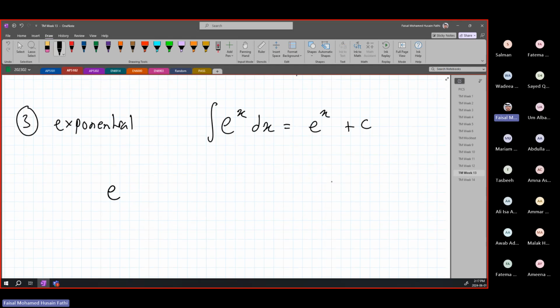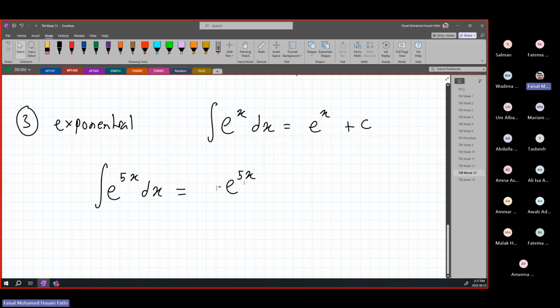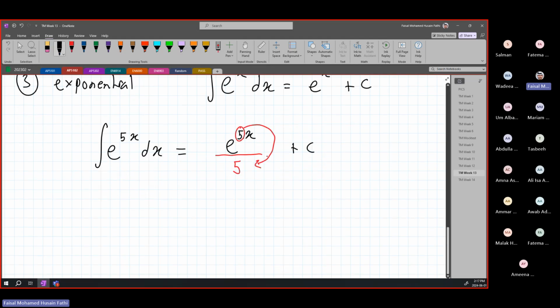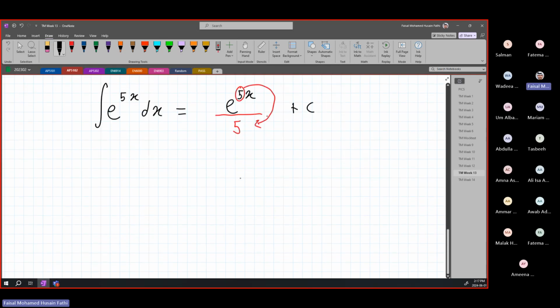But in the case of, let's say, e to the power of 5x dx, again, you will do the exact same steps. The 5x will not change, e to the power of 5x, and you're going to have your plus c over here. But because we have 5 over here, we're going to have to divide by 5. In differentiation we used to multiply, now we are going to divide. So it's going to be e to the power of 5x over 5. Very simple, very straightforward.